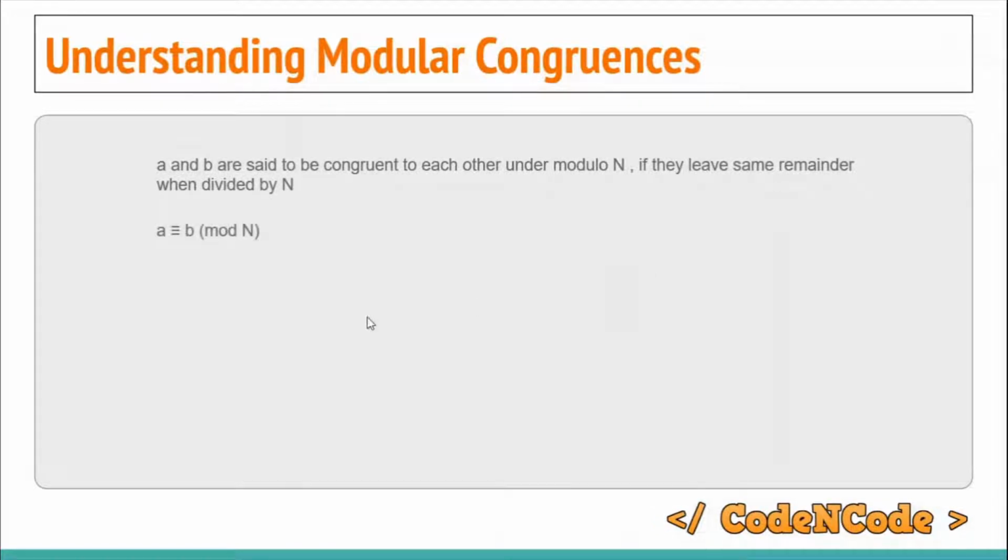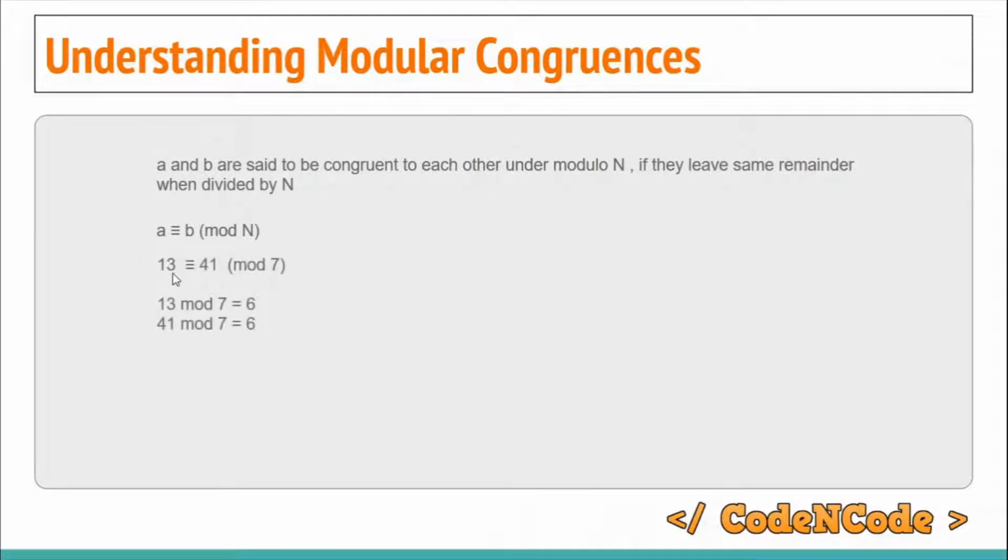This is represented as: A is congruent to B. A congruent sign is made up of 3 dashes. So A is congruent to B under modulo n. This is how we represent two congruent integers.